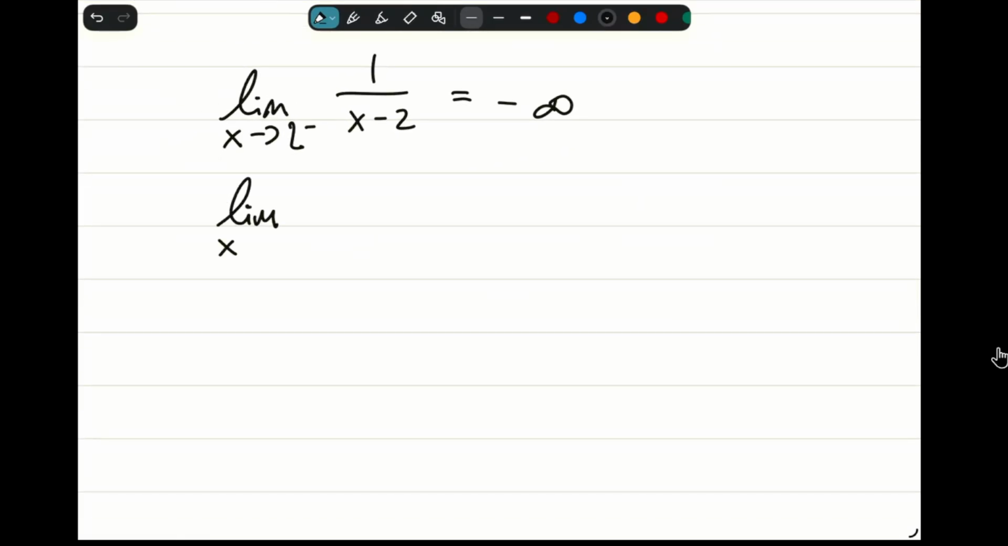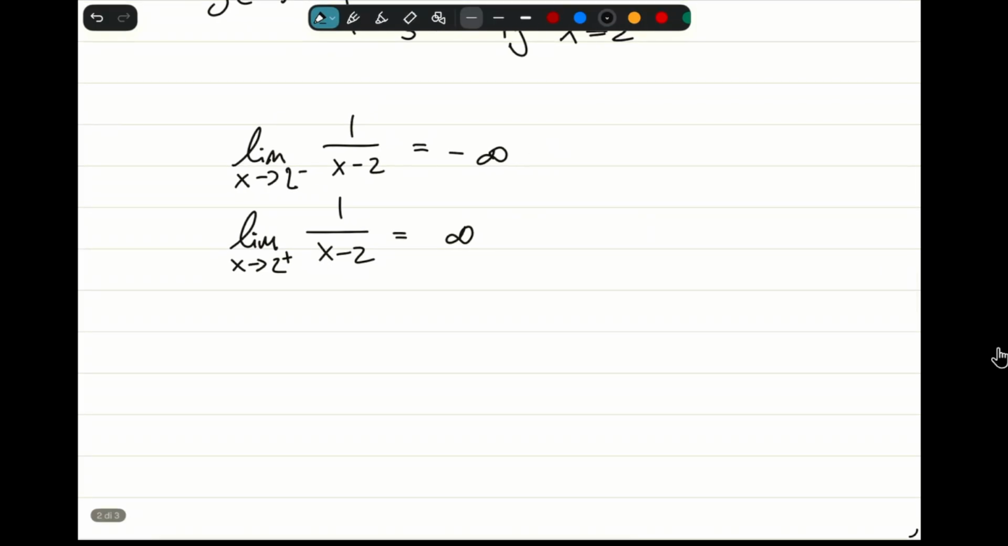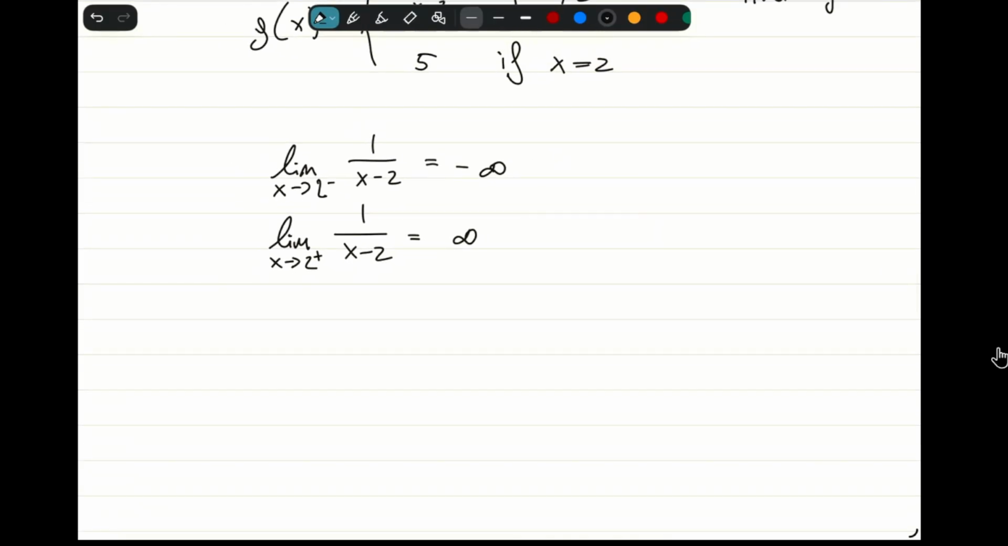If you check this here, 1 over this, you'll have infinity, which means that you can draw the conclusion. You could have drawn it already, but let's be complete and check the left as well, that the limit as x approaches 2 of f of x does not exist.